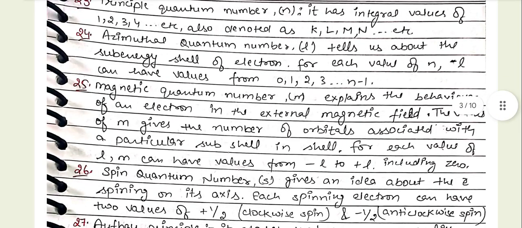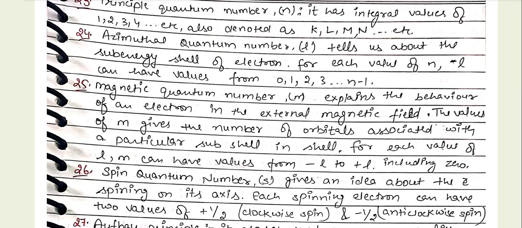Principal quantum number n has integral values of 1, 2, 3, 4, etc., also denoted as the K, L, M, N shells. Azimuthal quantum number l tells us about the sub-energy shell of the electron. For each value of n, l can have values from 0 to n − 1.